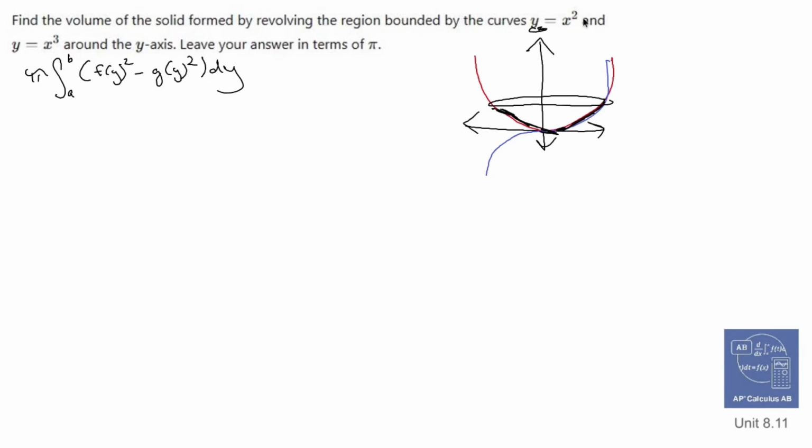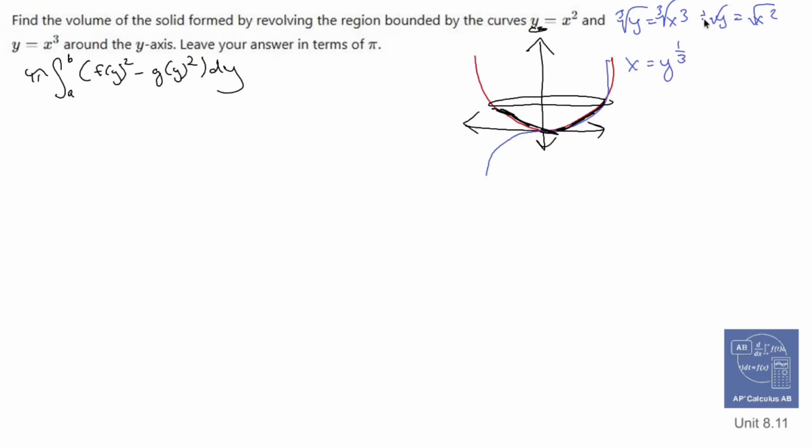All right, so what I need to do is solve both of these for x before I do anything. Solve both of these for x. I'll do that over here where I have a little bit of space. y equals x cubed and y equals x squared. Square root, cube root, right? This becomes x equals y to the 1/3, because I'm going to need to write it out that way anyway.